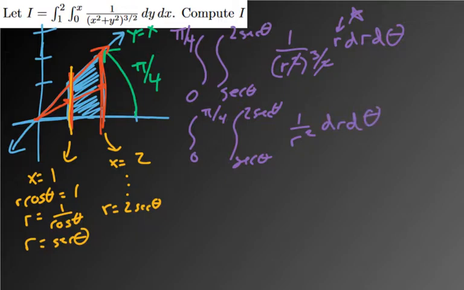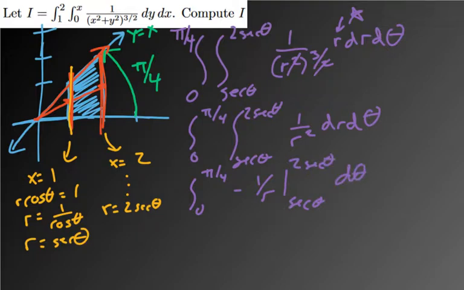Okay. And then this is honestly a pretty nice integral, 1 over r squared. You can think of it as r to the -2 if you want. And so then it would raise to r to the -1, and you divide by -1. So this thing is just 0 to pi over 4, -1 over r, and then you'll have to plug in those secants.